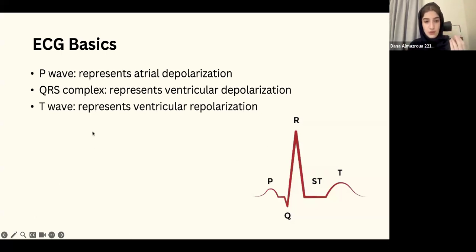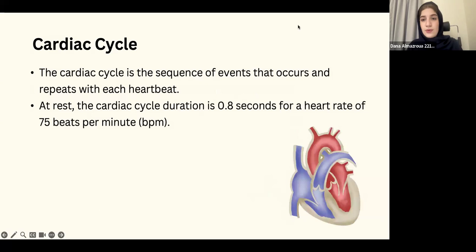Does that make sense to you so far? Do you understand that? Do you know these ECG basics? Yes, okay, perfect. Now we're going to move to talk about the cardiac cycle.